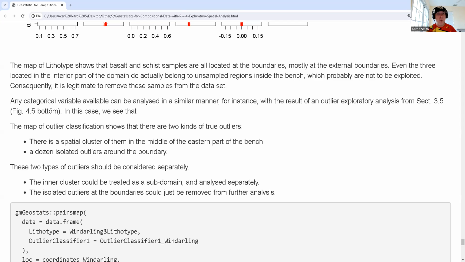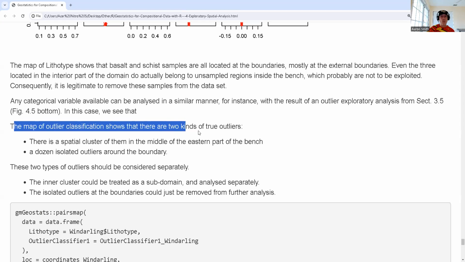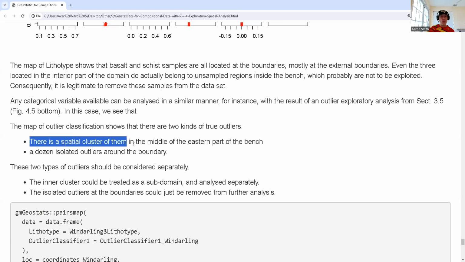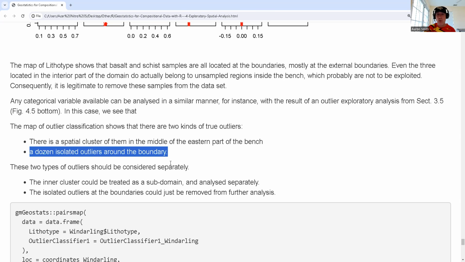Any categorical available can be analyzed in a similar manner as what we're doing now. For instance, with these results of an outlier exploratory analysis, we can see the map of outlier classification, so that there's two kinds of true outliers. There is a spatial cluster of them in the middle eastern part of the bench. Remember when I was hovering the cursor over that region? That's the area they are referring to, and a dozen isolated outliers around the boundary.